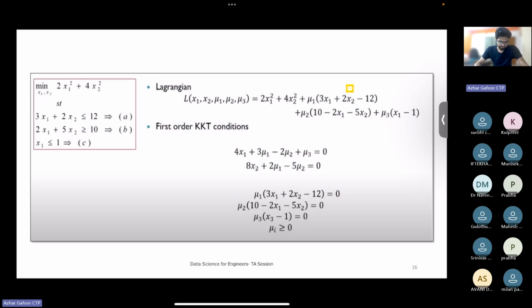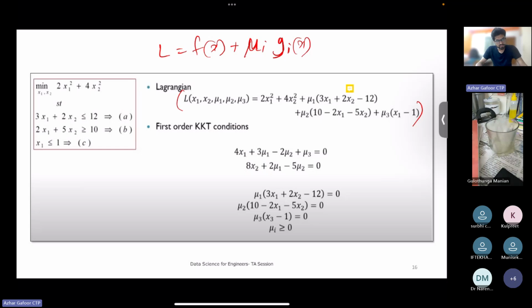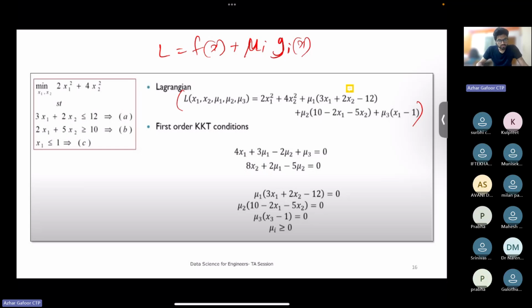So we have, again, we will be using the Lagrangian. Here we have the Lagrangian equation that we write like this: the Lagrangian is equal to, first we write the function, plus the sum of mu_i g_i(x). The g's are the inequality constraints, and mu is the Lagrangian multiplier.